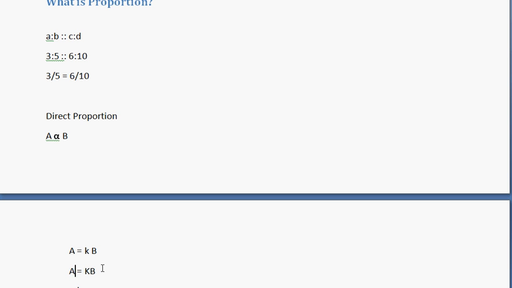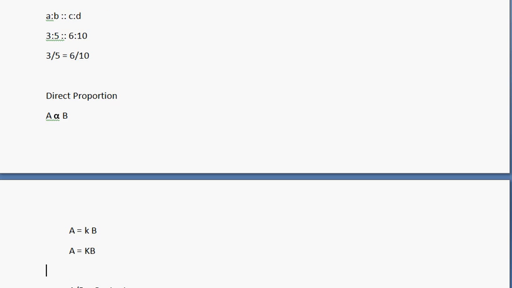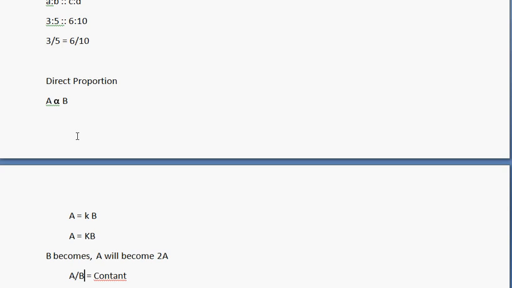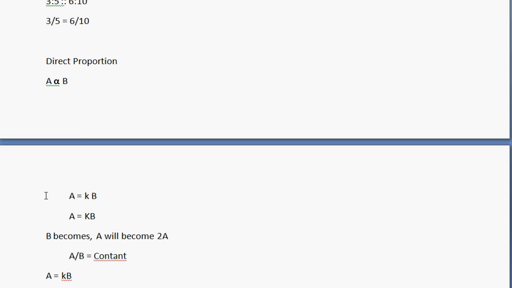A would also become double, right? So if B becomes 2B, A will become 2A, right? If B becomes B by 2, A would also become A by 2, because A by B would also be a constant term. So they are directly proportional. So as B increases, A would also increase. So this is important to understand what is direct proportion.